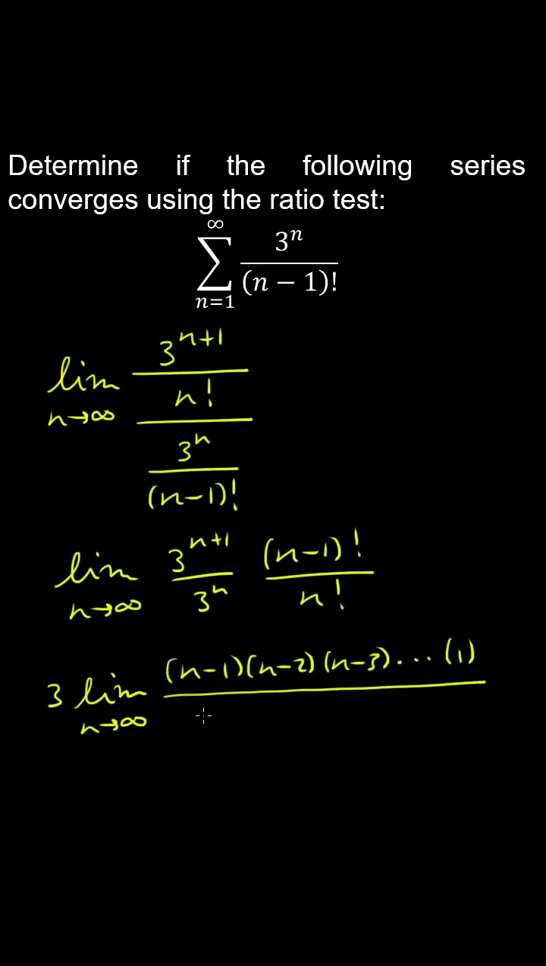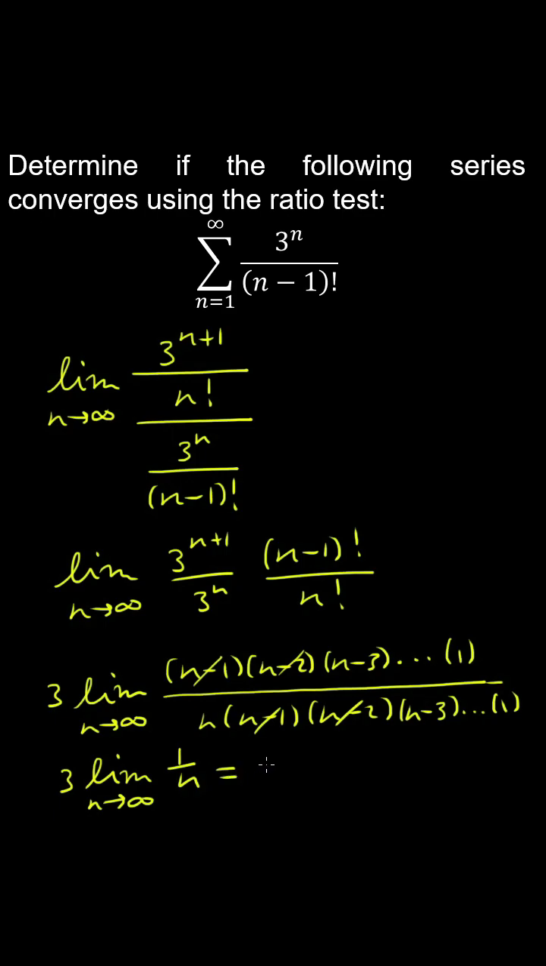And similarly, n factorial can be expanded as follows. So we can see that all the terms cancel except for n. So we can rewrite this limit as follows, and therefore this evaluates to 0. Because we obtain rho equals 0, which is less than 1, this series converges by the ratio test.